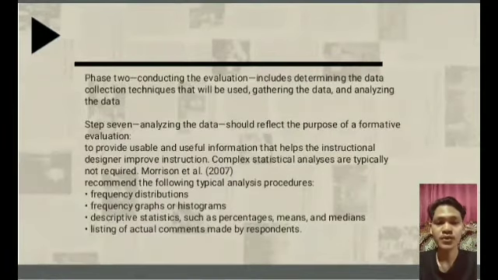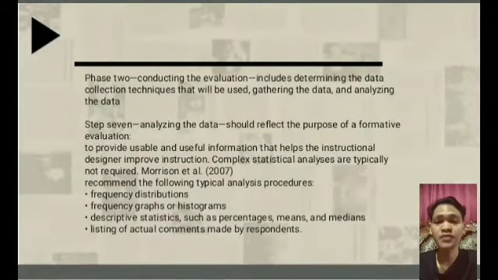Phase 2, conducting the evaluation, includes determining the data collection techniques that will be used, gathering the data, and analyzing the data. Step 7, analyzing the data, should relate to the objectives of the formative evaluation to provide useful information that helps the instructional designer improve instruction. Complex statistical analysis is usually not required.